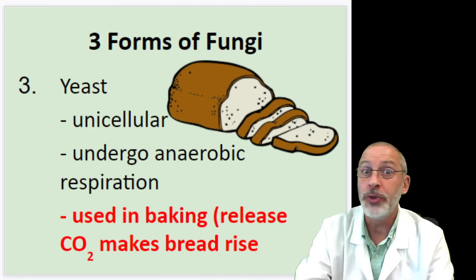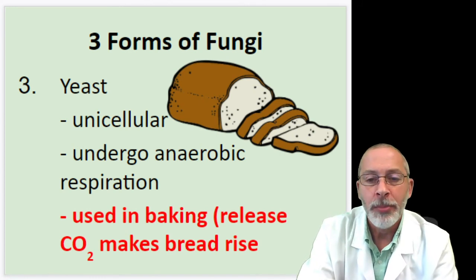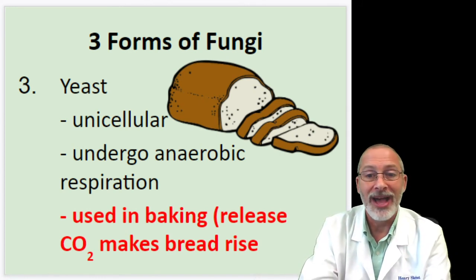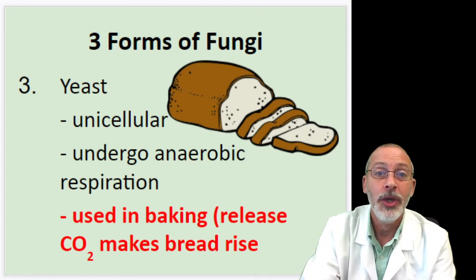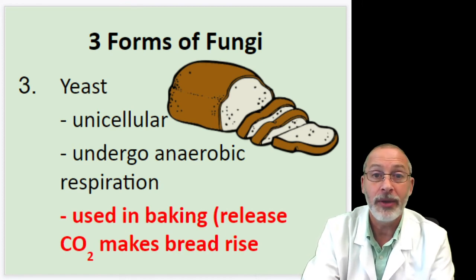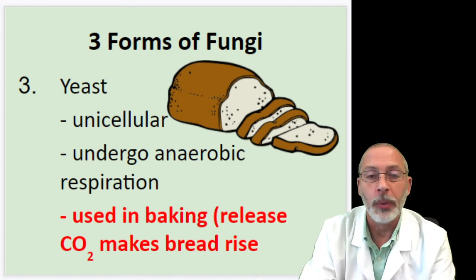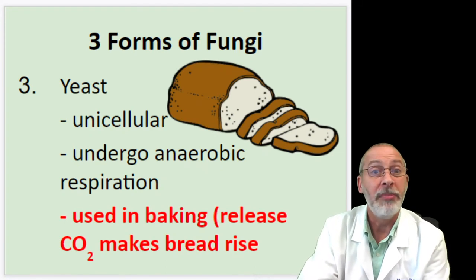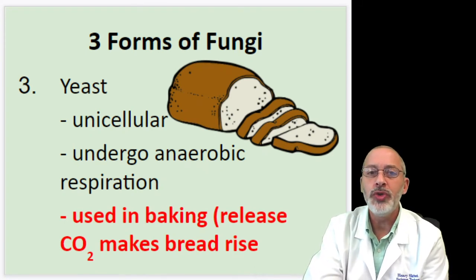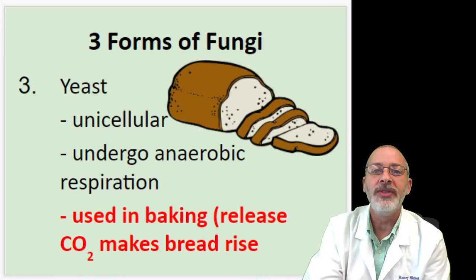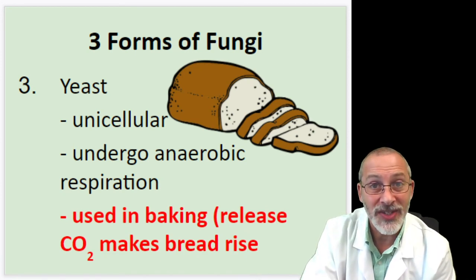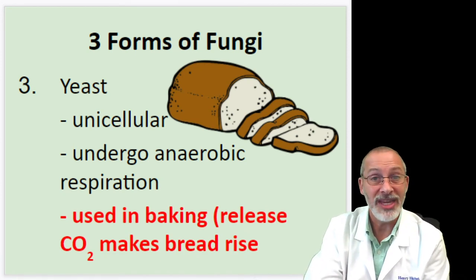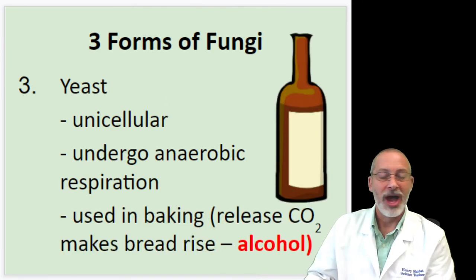And you remember what diffusion is from last unit. But these gases, the carbon dioxide gas, is what allows dough to rise, whether it's bread or cake or pizza dough or whatever else it might be that you might be baking. Yeast has been used by humans for thousands of years. And again, yeast is a type of fungus. Think about that. We use fungus in our food to make it rise.